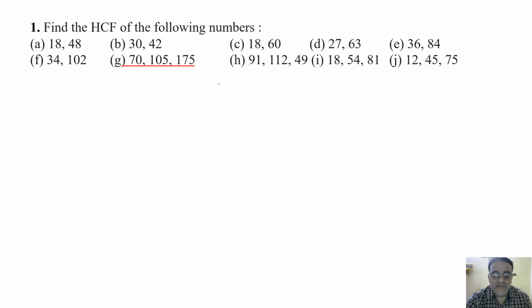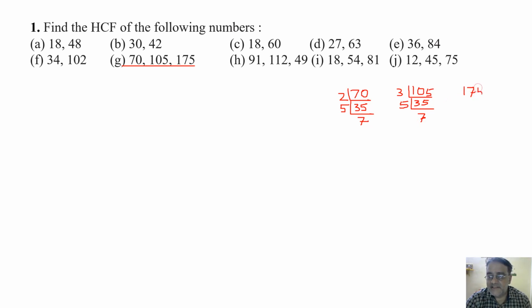70, 105 and 175. ध्यान से देखो, 70 का निकाल रहे हैं हम लोग. 70 first you divide by 2, 35. Divide by 5. 5 से डिवाइड करेंगे तो क्या मिलेगा? 7. Okay, fine. 105: first we divide by 3. So we'll get 35. Again divided by 5, we'll get 7. Now only one number is left, 175.